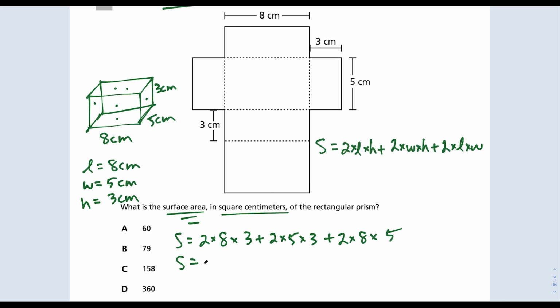So now just do the arithmetic. We have 8 times 3 is going to give us 24, times 2 is 48, plus 2 times 5 is 10, times 3 is 30. Let's just make that a little neater. And then we have the last piece here. I'd rather do 2 times 5 is 10, and then 10 times 8 is 80. And now when we add all this stuff up, well, 48 plus 30 is going to give us 78, and 78 plus 80 is going to give us 158. So choice C is our solution. We have 158 square centimeters.